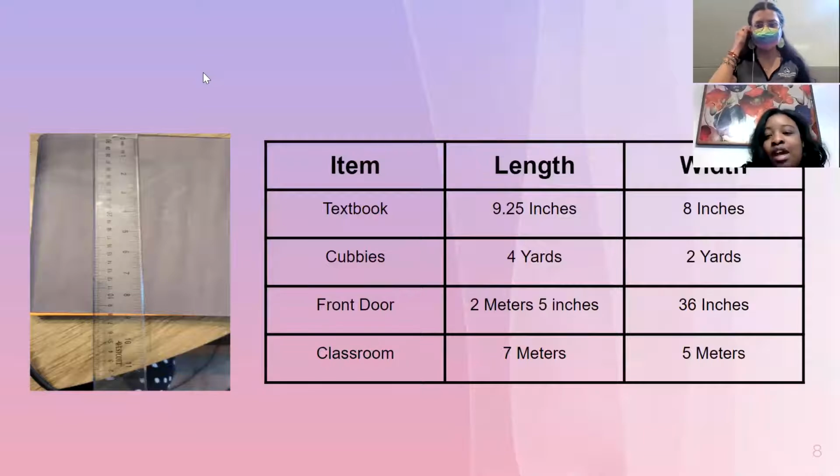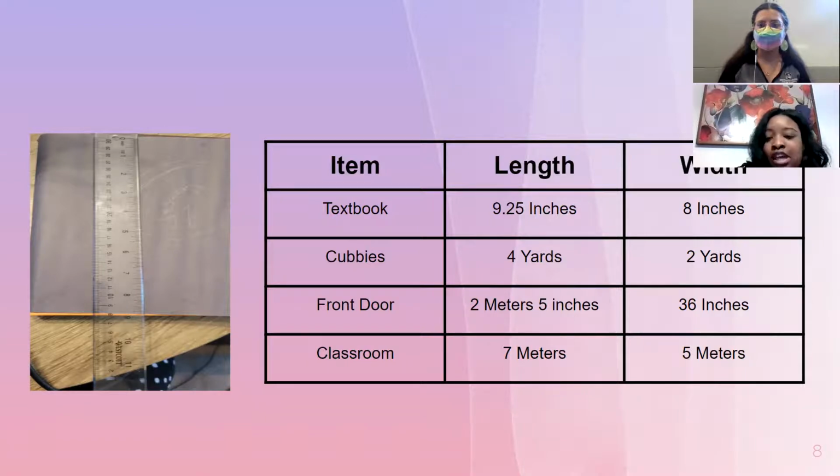Okay, so now that we have gone and done our separate measurements, I want us to all take a look and compare what we get. So group 1 with the textbook, they found out that the length of the math book was 9.25 inches. And they also found out that the book was 8 inches wide. For group 2, they measured the cubbies.